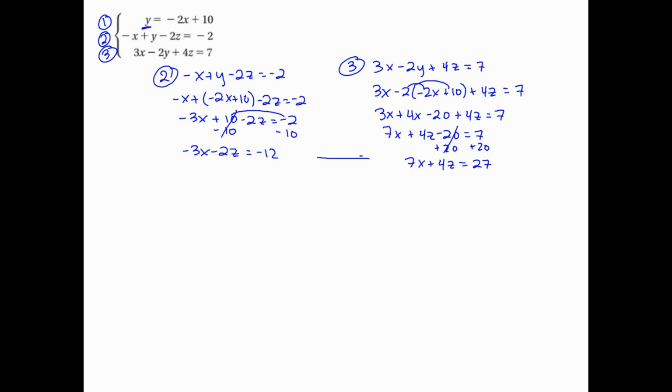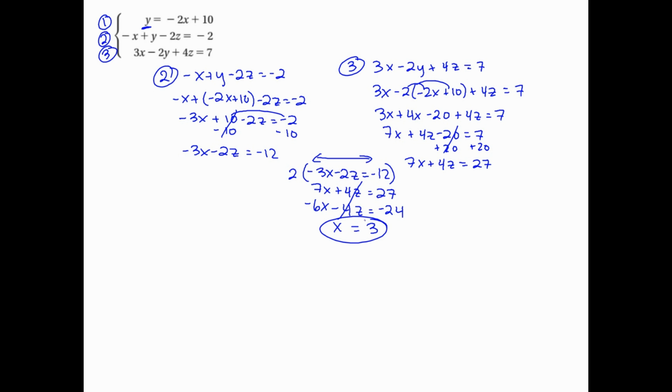If you're looking between these two, all I have are x's and z's, and they're equal to something. So I'm going to write them like a regular system. Negative 3x minus 2z equals negative 12, and then 7x plus 4z equals 27. I'm going to go ahead and solve. You could use substitution or elimination. It looks like elimination is going to work nicely here by multiplying this one by 2. So negative 6x minus 4z equals negative 24. So 7x minus 6x, that's x. The z's cancel out. 27 minus 24 is 3. So we know x is 3.